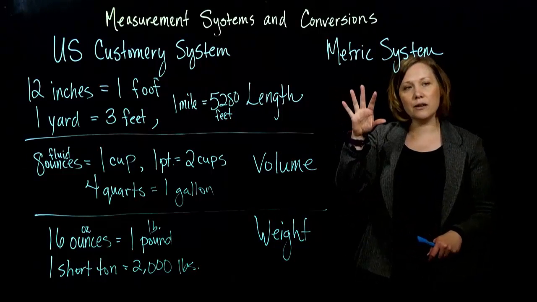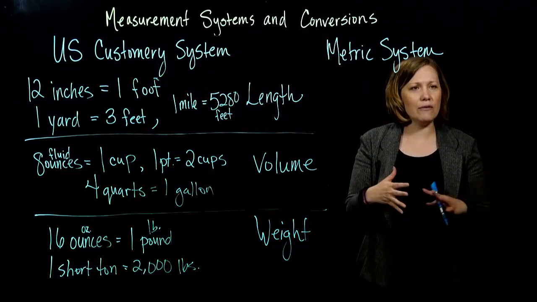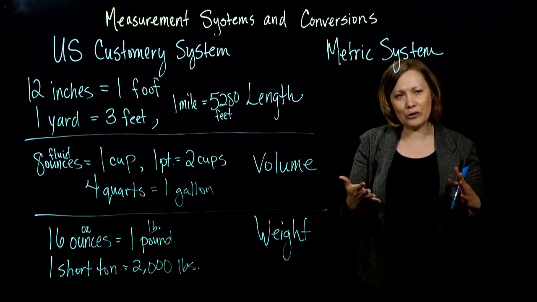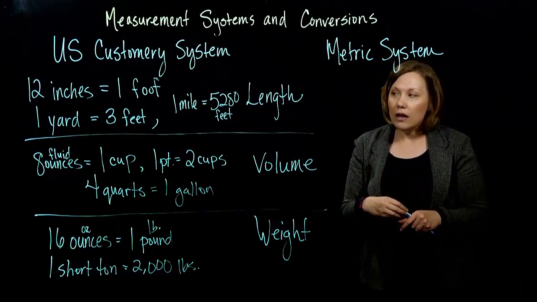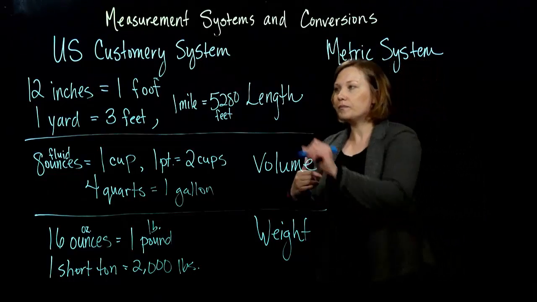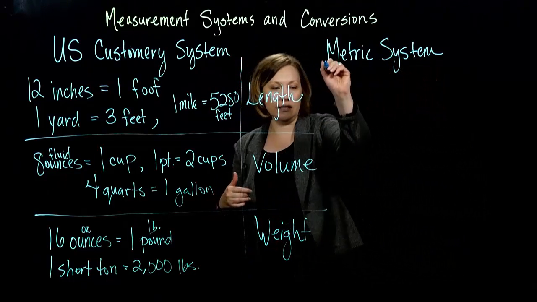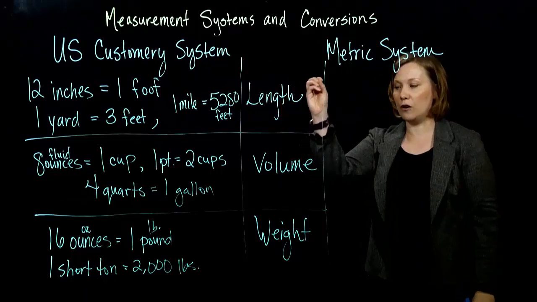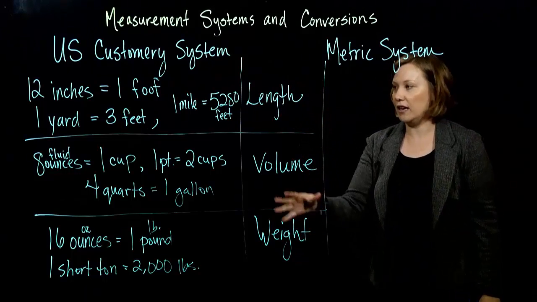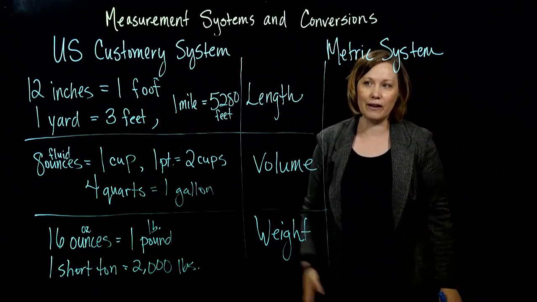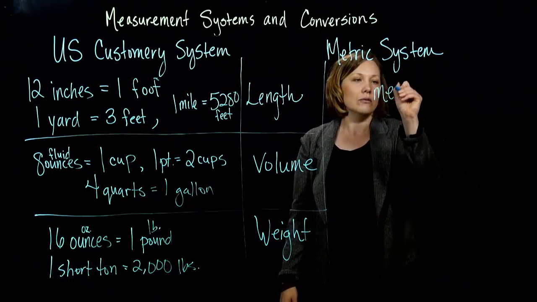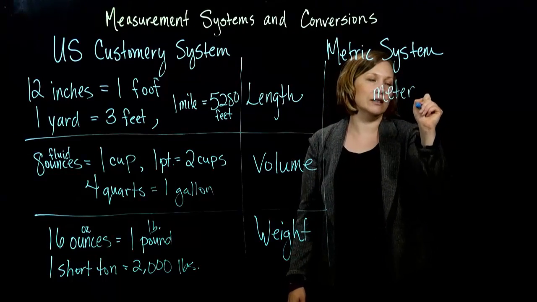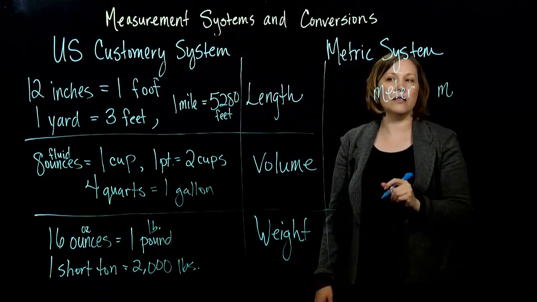So the metric system, if you haven't encountered it or used it before, it's a little strange, it's a little different, but it's actually quite a bit simpler because in the metric system, you have one basic unit for length, volume, and weight. You don't have all these different ones going on. So for length in the metric system, we use meters for length, and we abbreviate it with a little m.